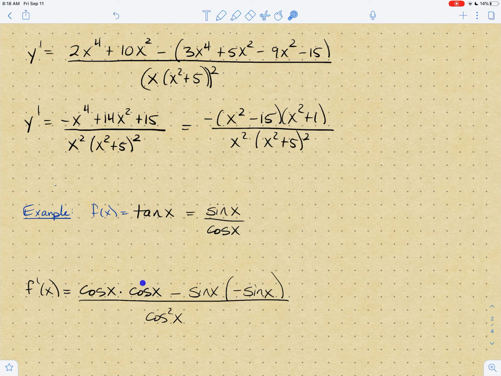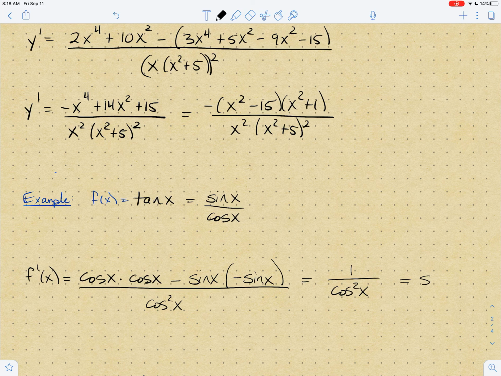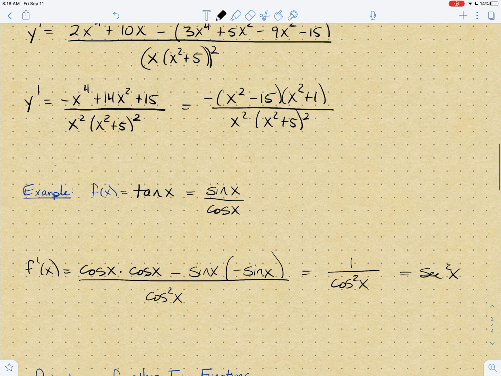Think with me, this is cosine squared minus a minus, so plus sine squared. Cosine squared plus sine squared is just 1, and so this is exactly 1 over cosine squared x, which of course we know is secant squared of x. And so the whole point is that the derivative of the tangent of x is the secant squared of x.